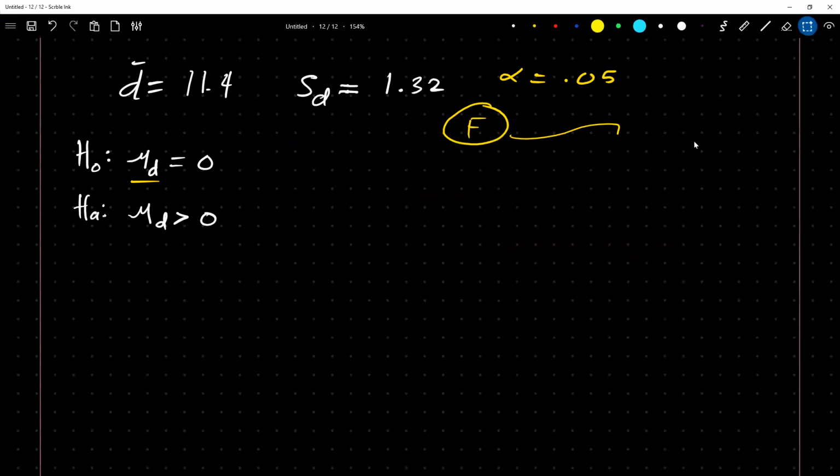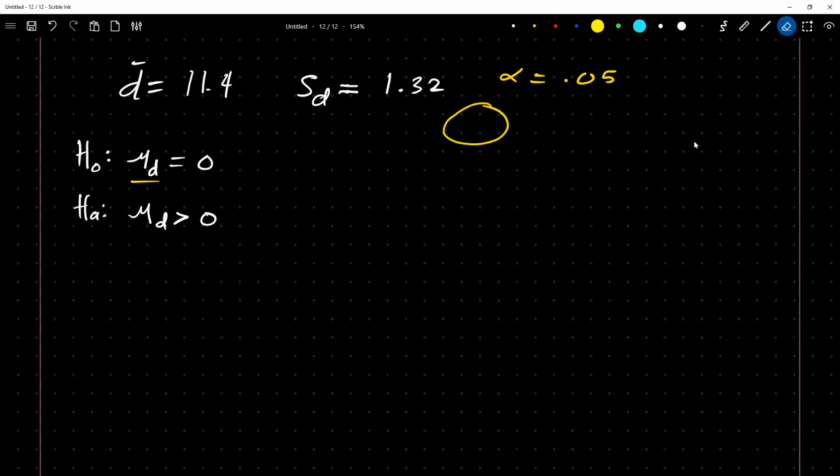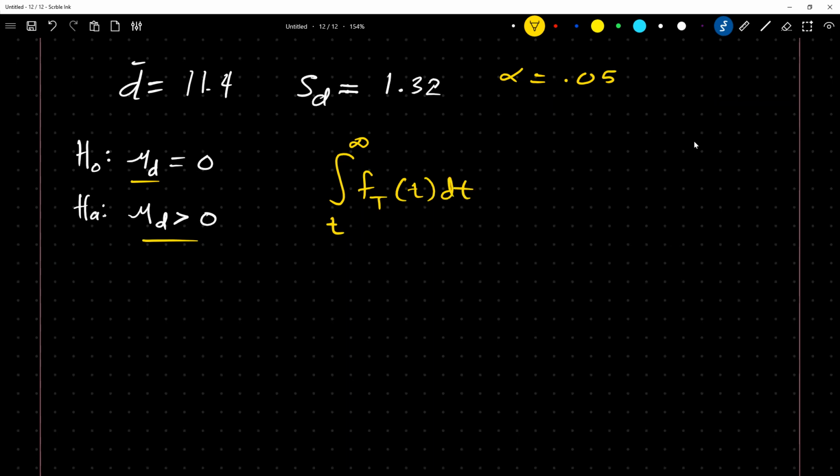When I look at my PDF, what I'm going to be testing is, going from positive infinity. Wait a minute, that doesn't make sense. Oh yeah, it doesn't make sense. So I'm going to be going from my t-score to positive infinity because I want to know if there's an increase, and it's going to be one tail. Okay, so basically, it's going to be looking like this, and over here is going to be.